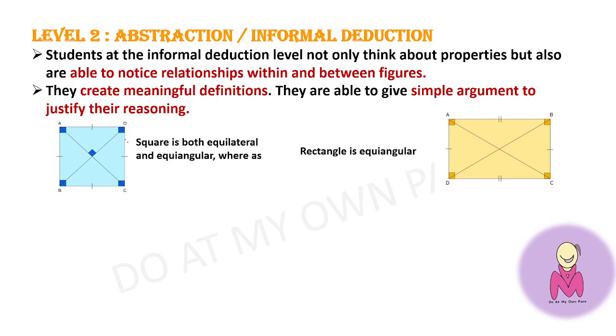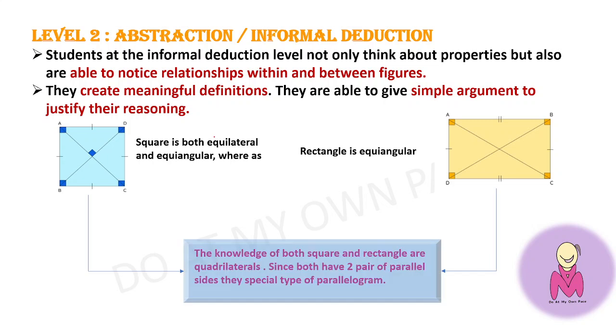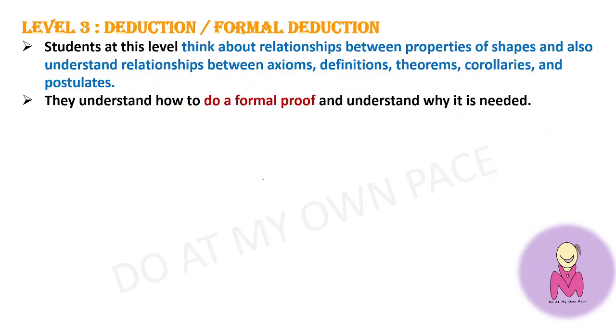They are seeing the relationship within the square, and they can compare rectangle and square, and now they can also give a reason that both are quadrilaterals and they can see both have parallel sides, hence they both can also be called parallelograms. So they can make out the relation within the shapes and between the others. So next we have level 3, deduction. Students at this level think about relationships between properties of shapes and also understand relationships between axioms, definitions, theorems, corollaries, and postulates. They understand how to do formal proof and understand why it is needed.